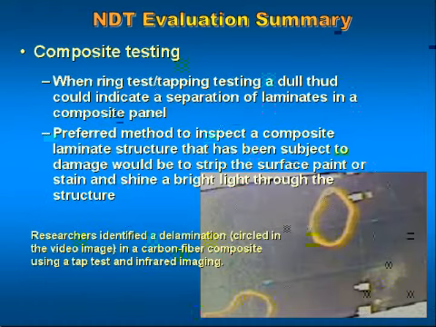The technique involves stripping paint or stain from the surface of a composite, then shining a bright light through the part and looking for damaged infrastructure.